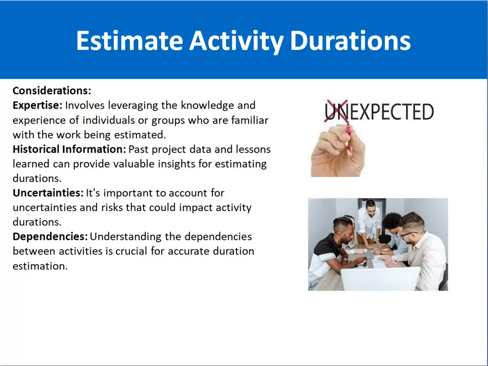Here, friend, the considerations are very important. First one, the expertise involved: leveraging the knowledge and experience of individuals or groups who are familiar with the work being estimated. Historical information helps you a lot, that in the past if we have done such projects, it gives you valuable insights for estimating durations. Uncertainties: it is important to account for uncertainties and risks that could impact activity durations. Dependencies are very important. You must know the dependencies between different activities, because if you have clarity, only then can you create the project schedule properly.